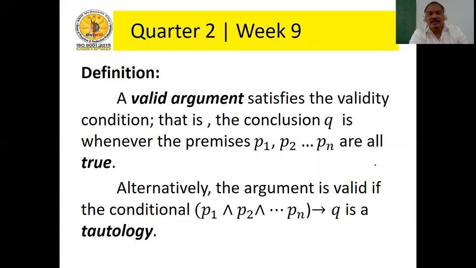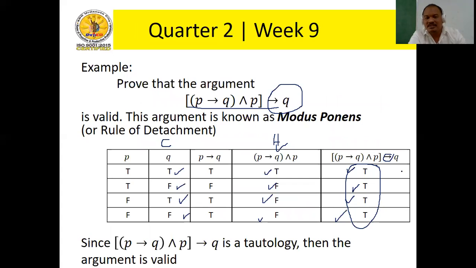Moving on. For the definition, a valid argument satisfies the validity condition, that is, the conclusion Q whenever the premises P sub 1, P sub 2 up to P sub n are all true. Alternatively, the argument is valid if the conditional of P sub 1 and P sub 2 and P sub n implies Q is a tautology. And we have already established in this table using the modus ponens or rule of detachment.